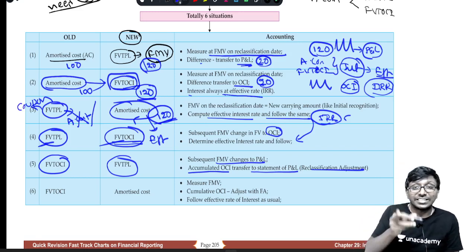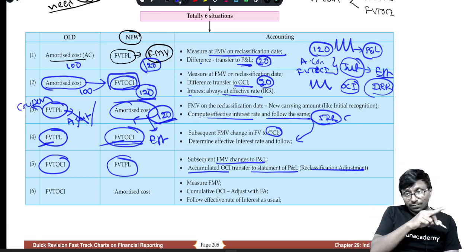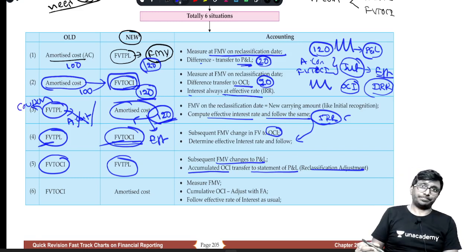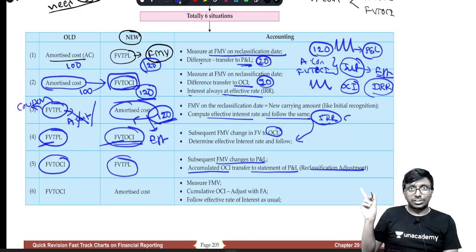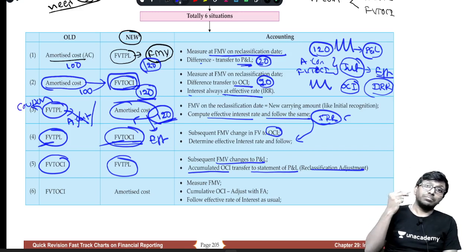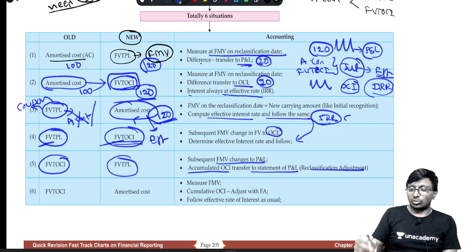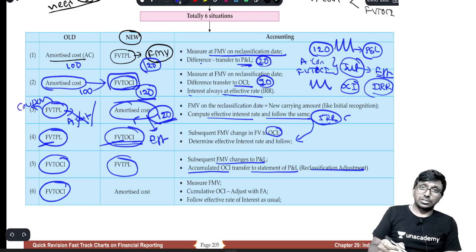Why? It is a debt instrument. Debt instrument which was classified as FVTOCI earlier. A gain or loss on disposal should be transferred to P&L. What is this? Reclassification adjustment account. Adjustment we call. Simple words. Done. So the FVTOCI is the old classification, sir.